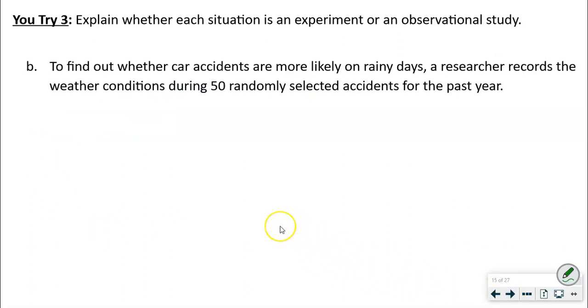Okay, here's our next one. To find out whether car accidents are more likely on rainy days, a researcher records the weather conditions during 50 randomly selected accidents for the past year. Pause the video if you guys have not answered this already.